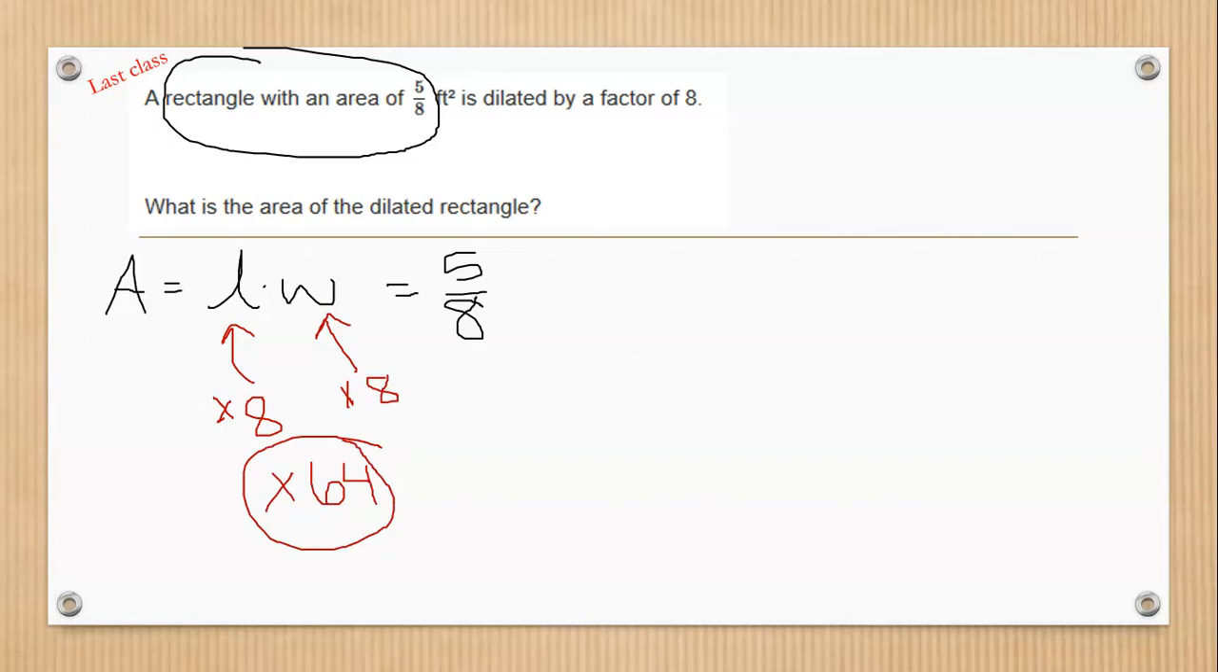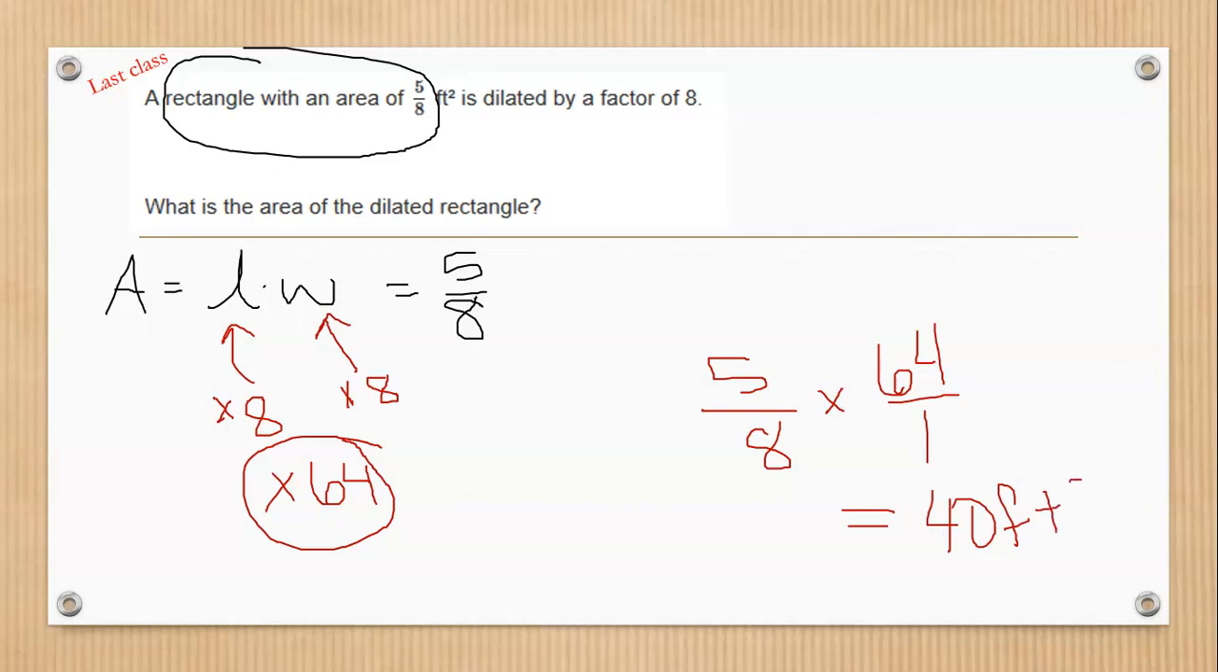So now all we do is we take the original area, 5/8, and multiply it by 64. Get the new area. And when you plug this into your calculator, you will get 40 feet squared. So we're changing the entire shape, but we're just taking into account each of the lengths that the shape has. So let's try another one.